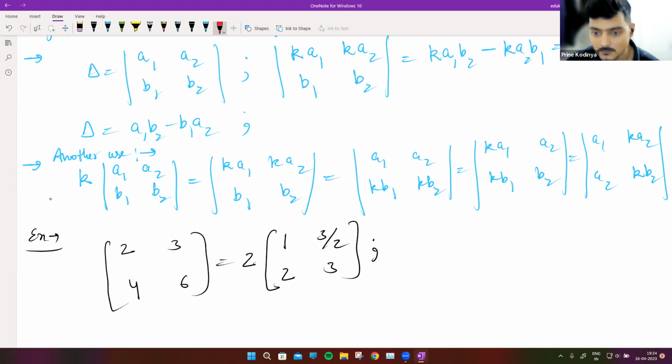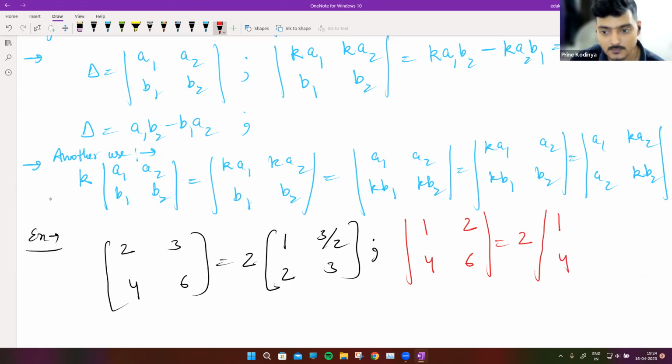So in case of determinants, let's say I have this. I can take anything common, whatever I want to take common. But whatever I take common will be taken common from either one row or one column. So I'm taking common from the second column, and what I'm taking common is 2. So I can take 2 common. The first column is 0, and the second column becomes 1 and 3.